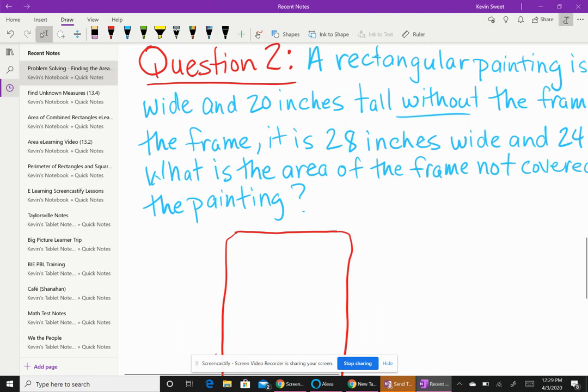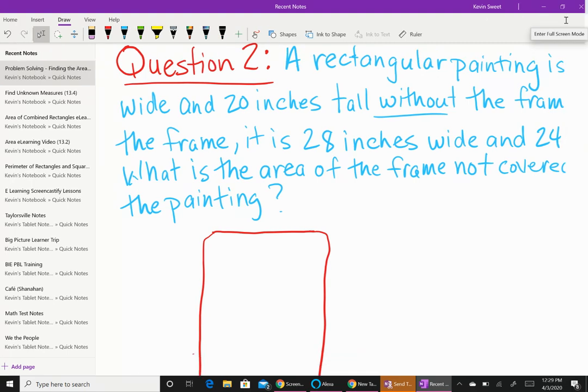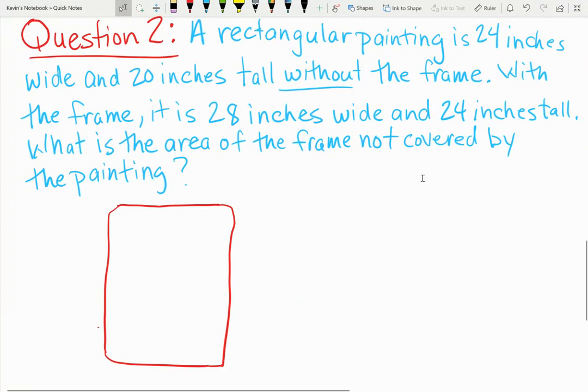Welcome back. Good to see you. And we are on our last question of the day. Question 2. A rectangular painting is 24 inches wide and 20 inches tall without the frame. So without the frame. With the frame, it is 28 inches wide and 24 inches tall. What is the area of the frame not covered by the painting?